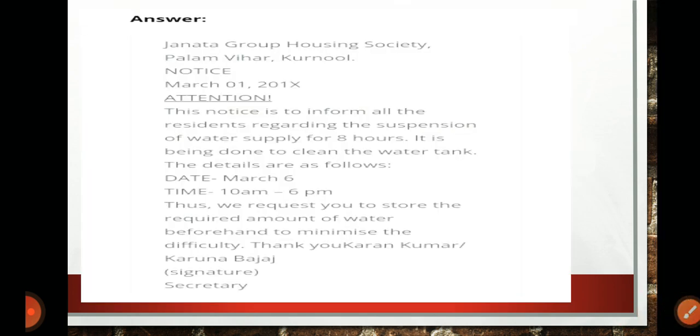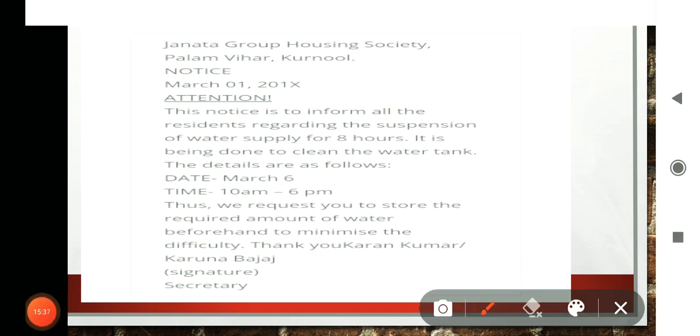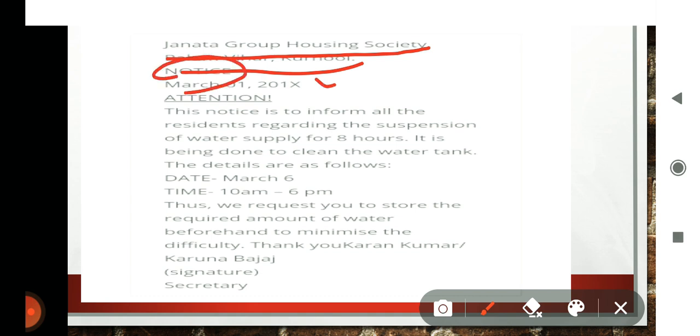As I told you, first the name of the issuing authority or the name of the organization should be mentioned. So as it is written, Janta Group Housing Society, then the address is also written, a short address. Then notice is written in bold letters. After that, the date is given.